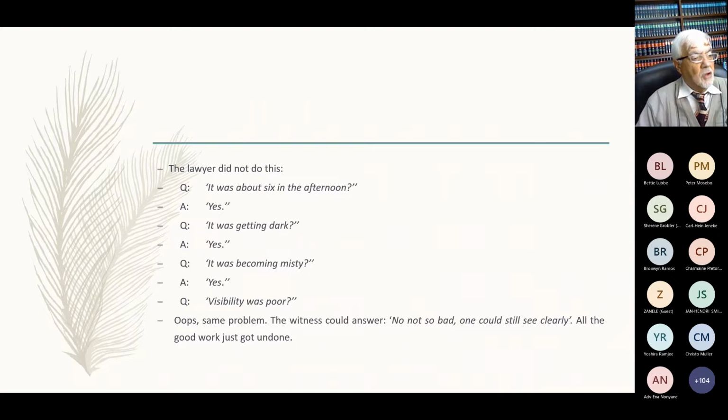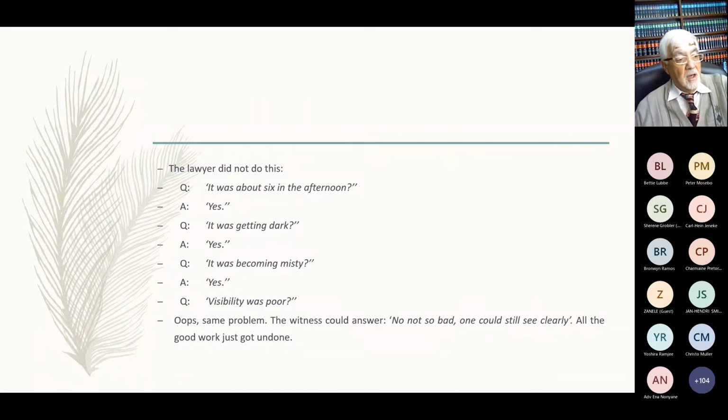The lawyer did not do this. It was 6 in the afternoon. Yes. It was getting dark. Yes. It was becoming misty. Yes. Visibility was poor. Do you see? There's a big problem there. What a stupid question.